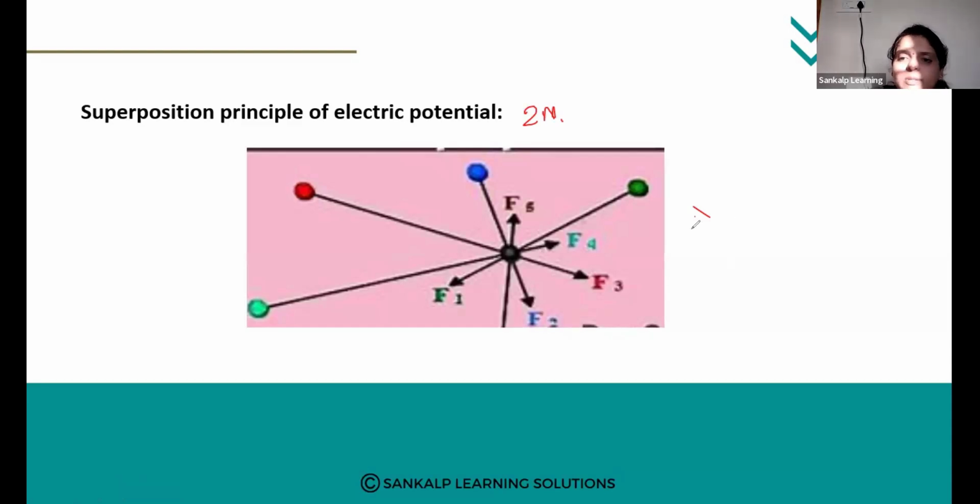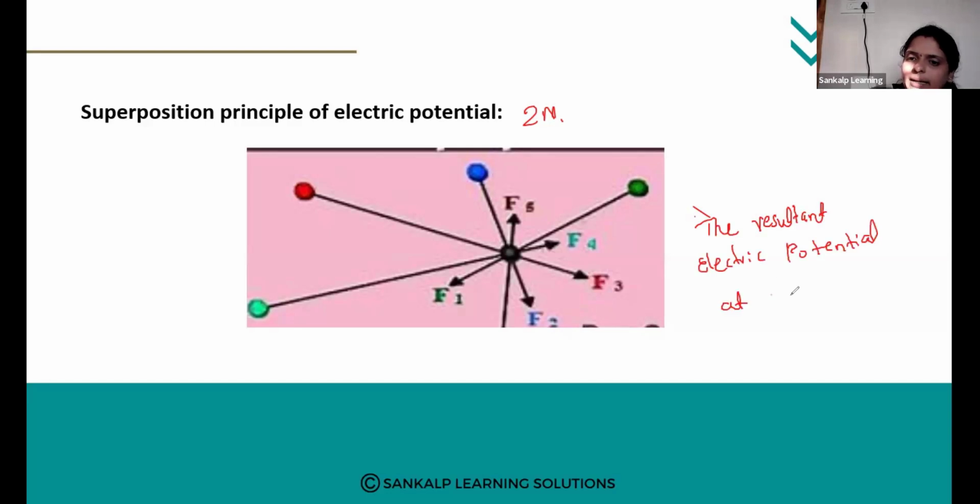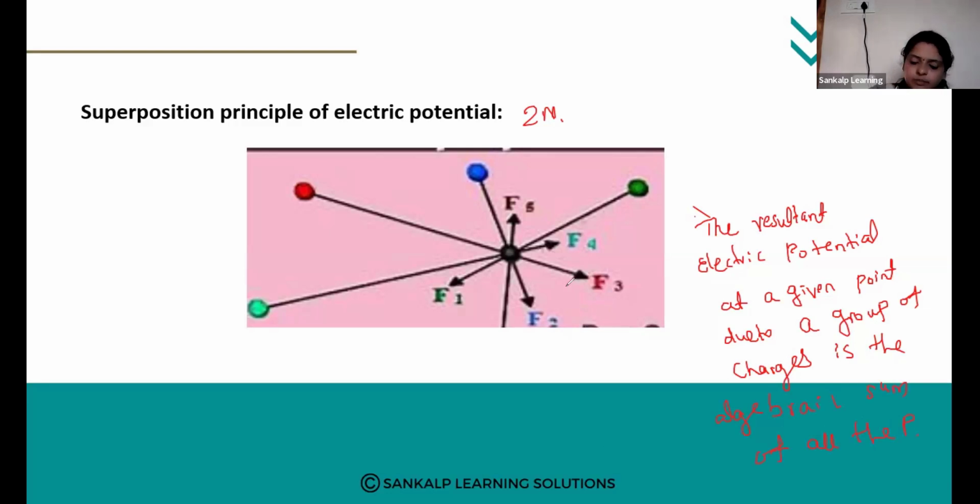So what is the statement here? See students, what do we say in the statement? The resultant electric potential at a given point due to a group of charges is the algebraic sum of all the potentials due to all the charges. Okay, so this is the definition.